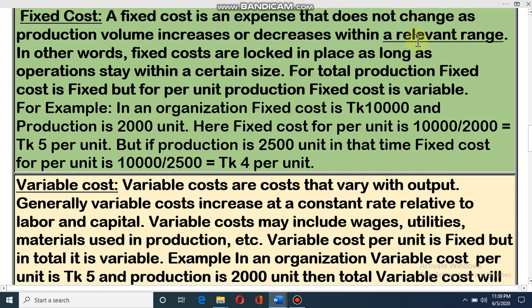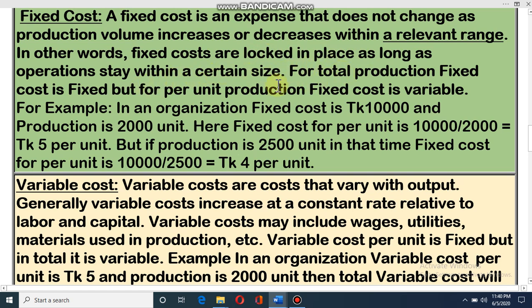That means if you increase the volume of production unlimitedly, at that time fixed cost may change. That's why it is called that fixed cost is an expense that does not change as production volume increases or decreases within a relevant range. Dear student, in other words, fixed costs are locked in place as long as operations stay within a certain size. It is not changed. It is fixed, locked in place.